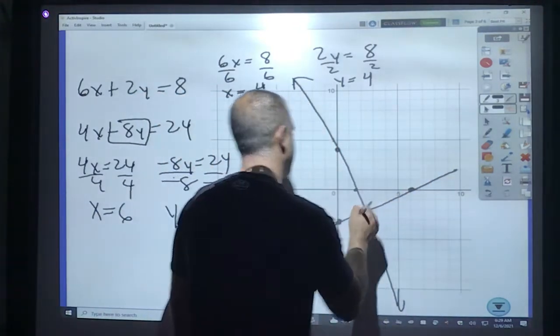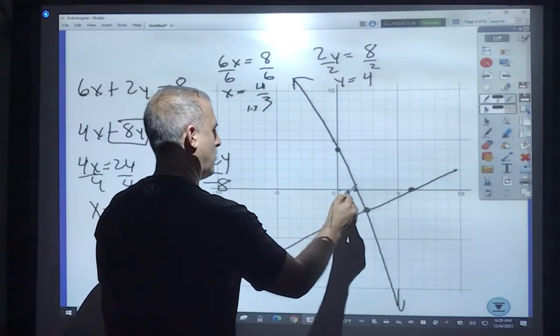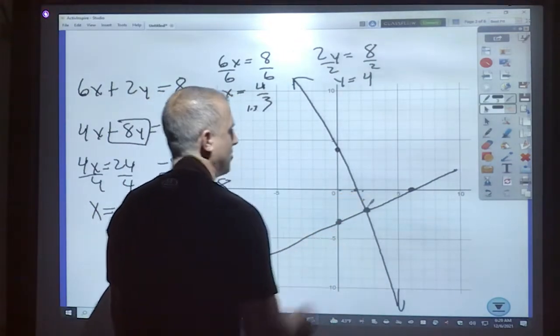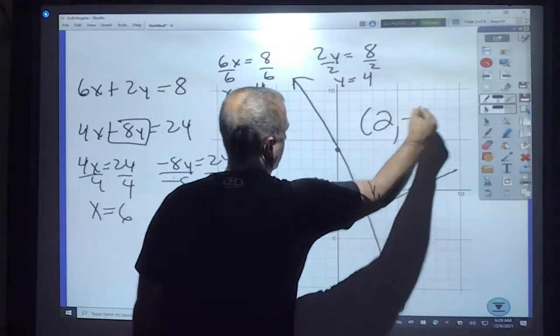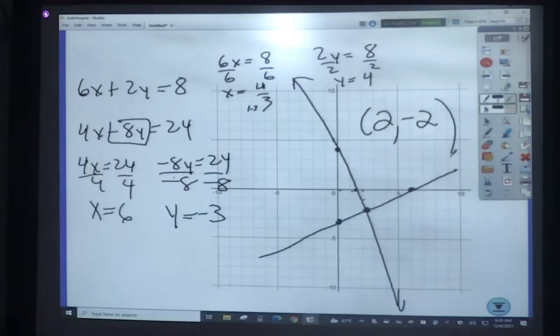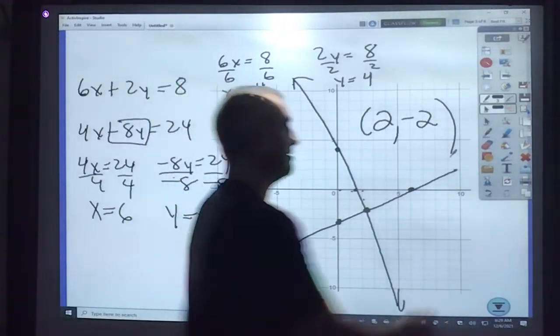We're going to estimate this. That's 1, 2 over, 1, 2 down. So 2 to the right, 2 down would be the solution there. 2 right, 2 down.